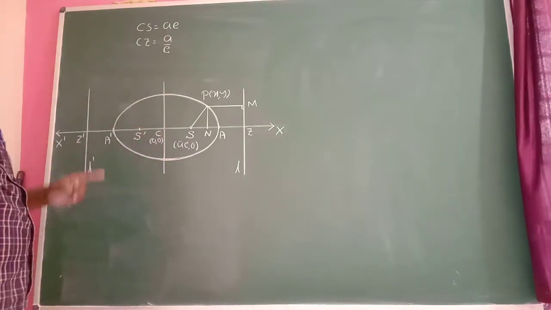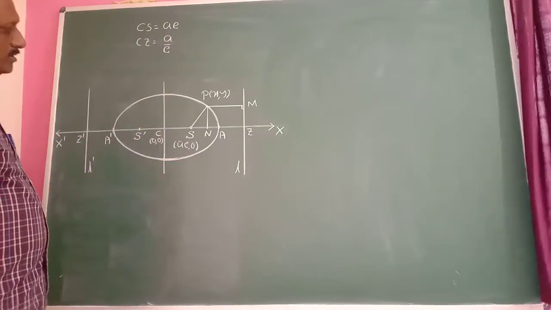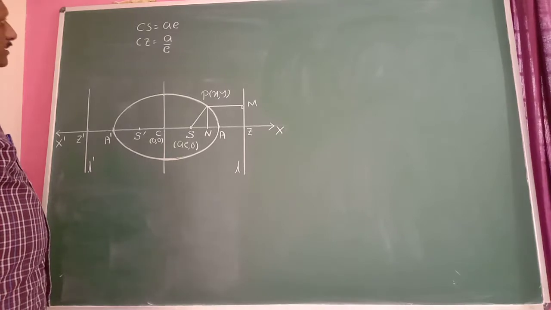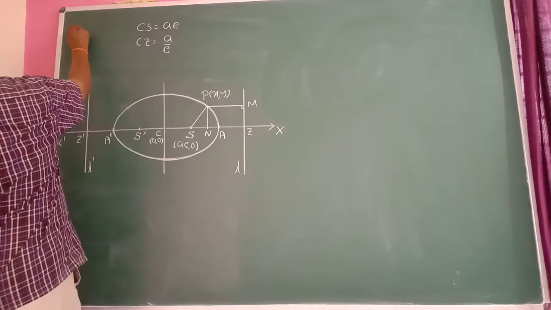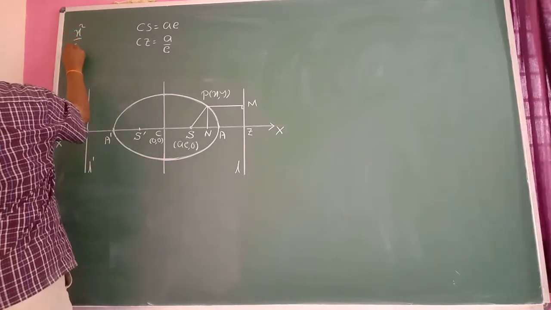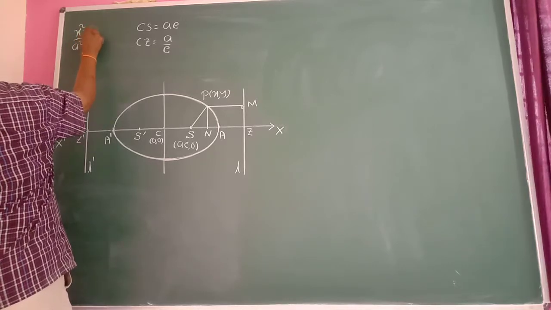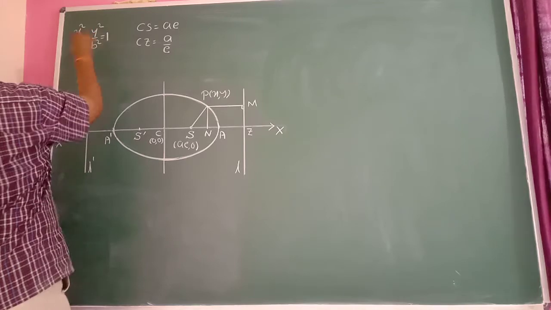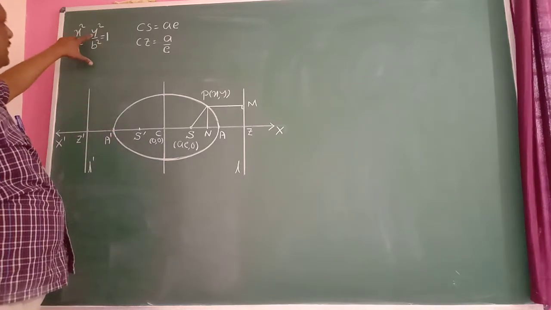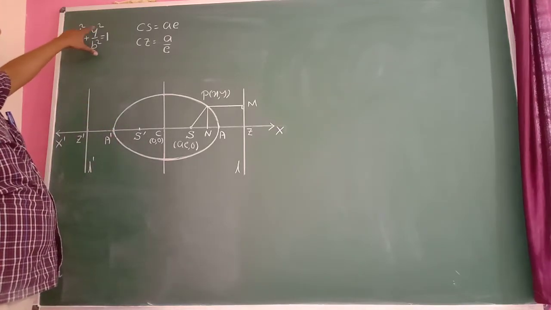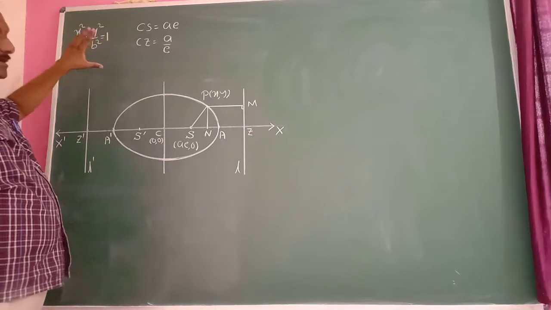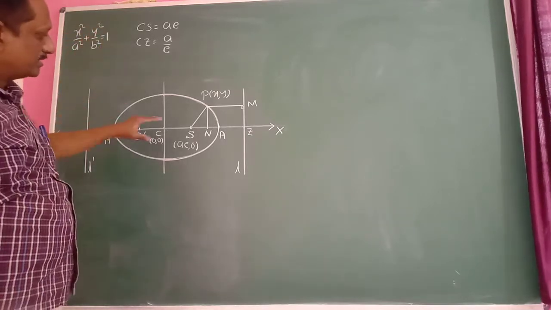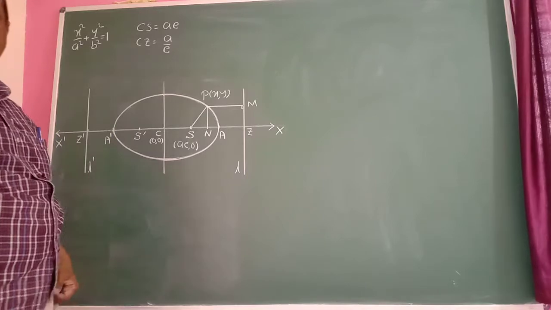The diagram is symmetrical about both x-axis and y-axis here, because of even powers of x and y: x square by a square plus y square by b square is equal to 1. So both x and y square terms are there. If there are square terms, then it is symmetrical about both x-axis as well as y-axis here.